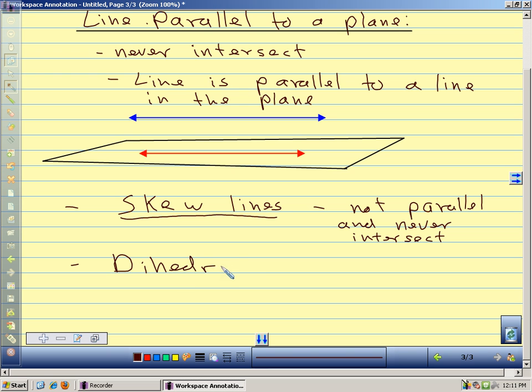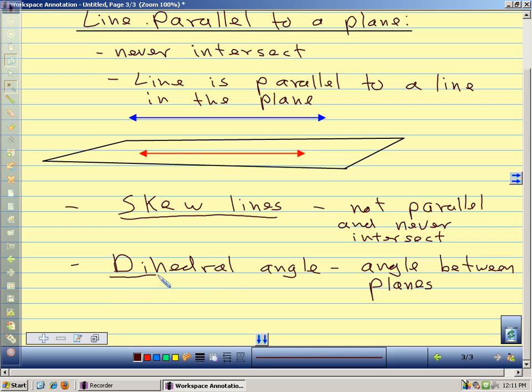The dihedral angle. The dihedral angle just means an angle between planes. So di means two, hedron is our sides or our faces. So this is the angle between two faces of a polyhedron. The way we think of it is the angle between two planes.